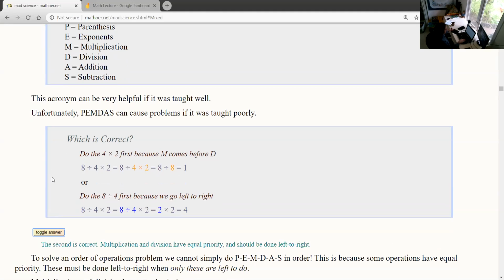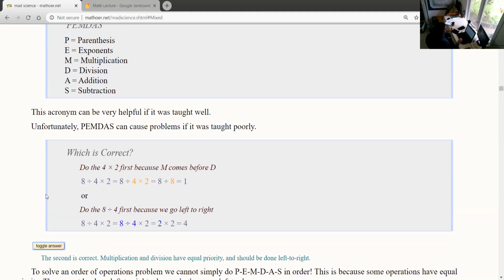If you got it wrong, that's probably not you, that's just whoever taught you this. Multiplication and division have the same priority. If all that's left is multiplication and division, we go from left to right. And similarly, addition and subtraction have the same priority. If that's all that you have left, you would go from left to right.